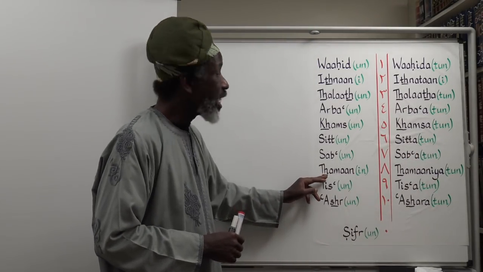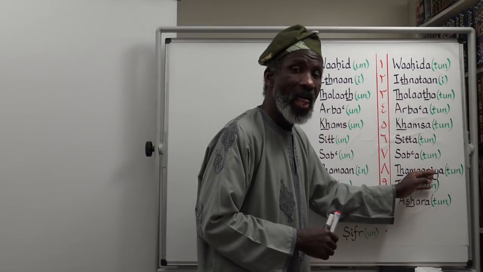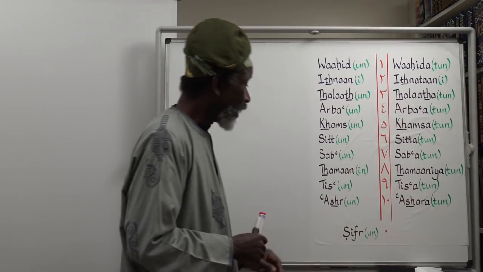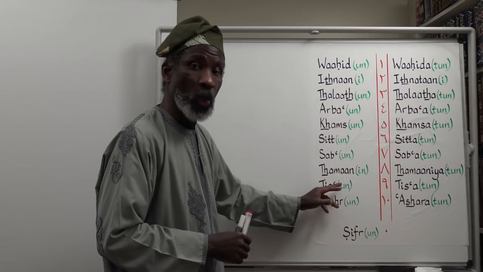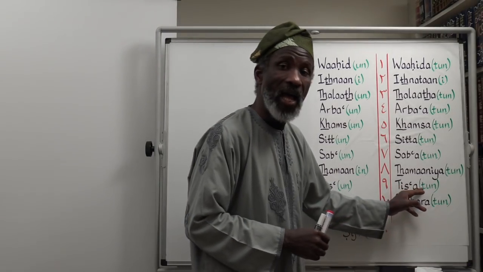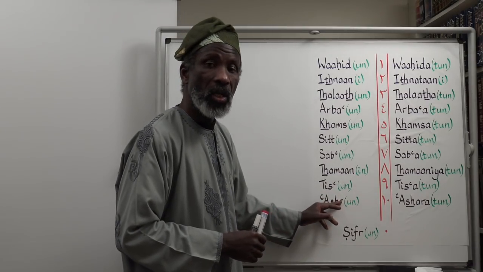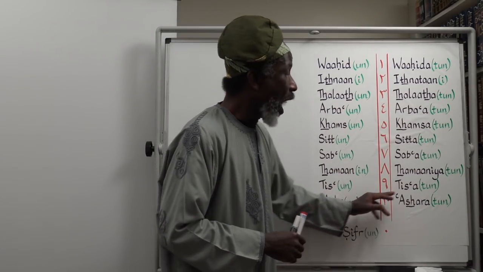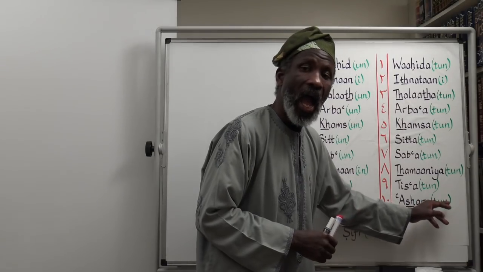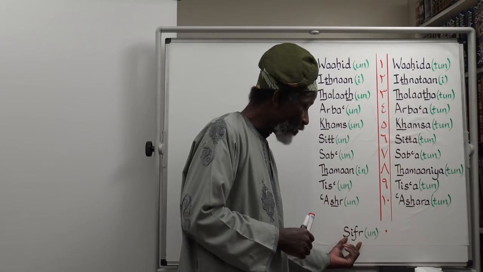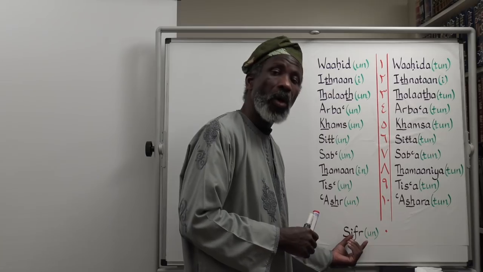Thamanin, thamaniyah, thamaniyatun. Tis'a, tis'un. Tis'a, tis'atun. Ashr, ashrun. Ashara, asharatun. Then we have sifr or sifrun.